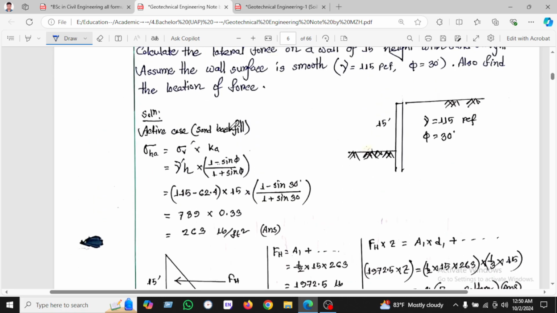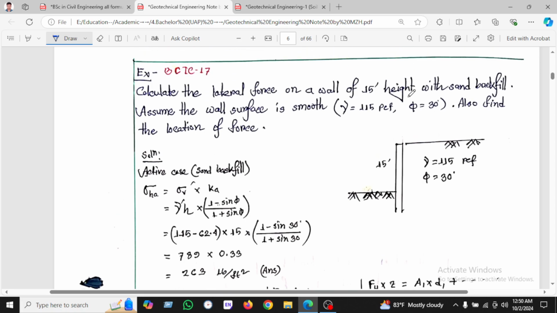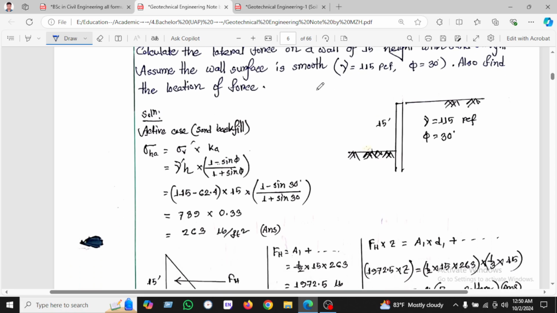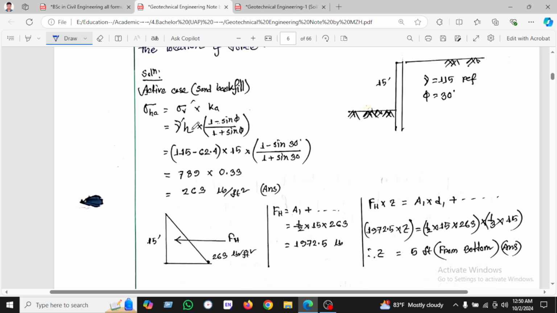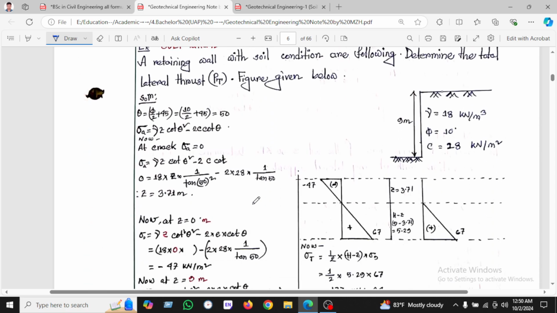another graph. You can see they calculate the lateral force while we withstand the backfill, assume it smooth. So all the data is given and we are using this and found this value. So we can see here another retaining wall condition: determine the lateral pressure, and the following figure is given. The figure is given here. So theta is found 50 and K is found at z equal to 0.31.